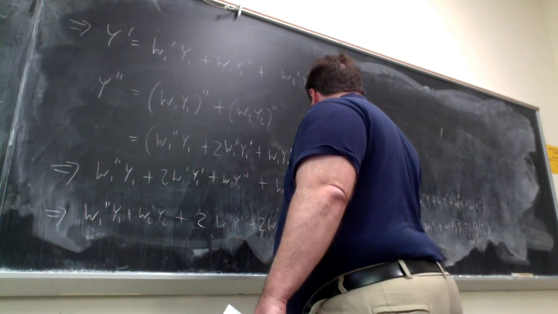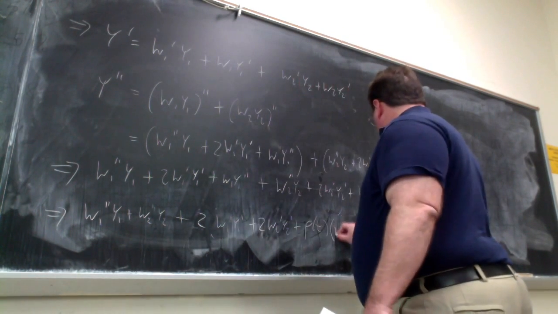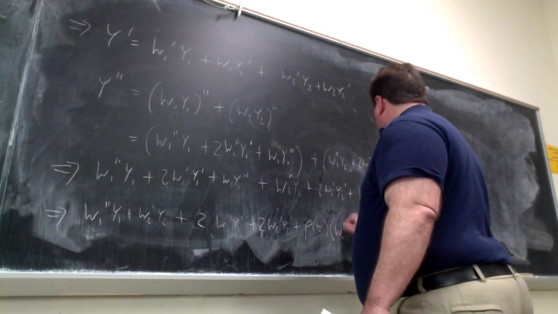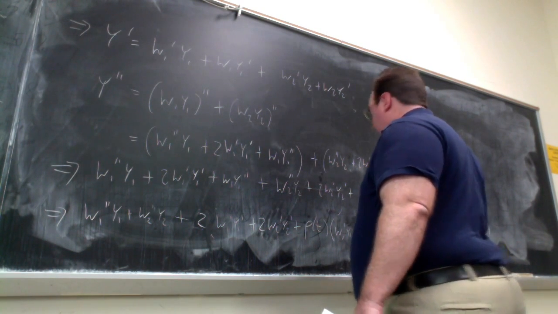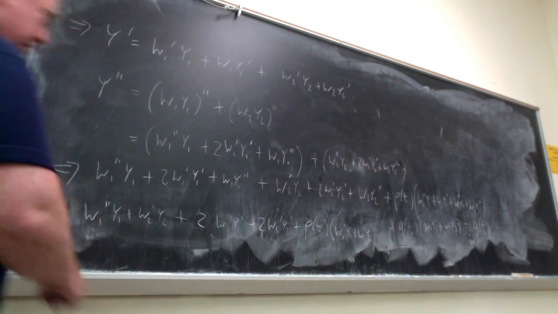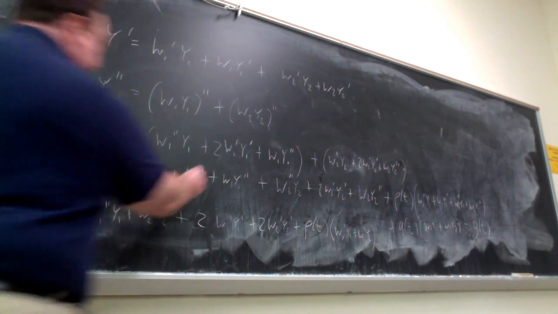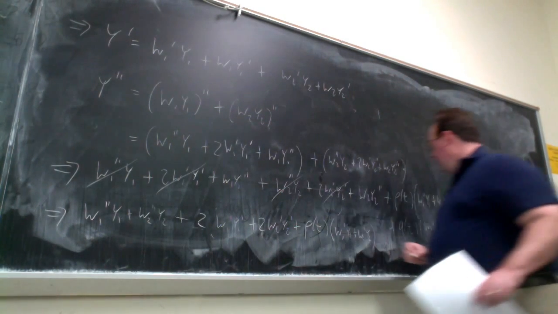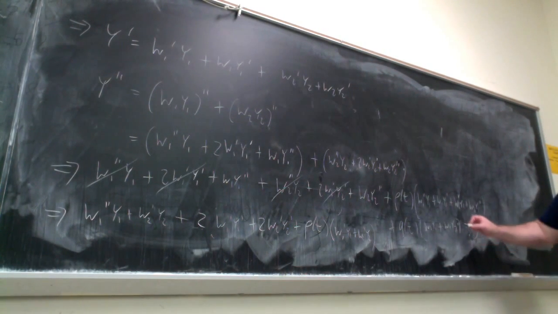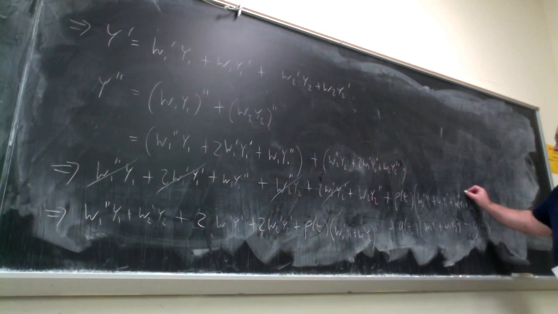And I'll factor p of t out of those. So we have w1 prime y1 plus w2 prime y2. Okay, so which terms have I dealt with so far? I've got that. I've written down that one and that one. So now I just have to get everything else.